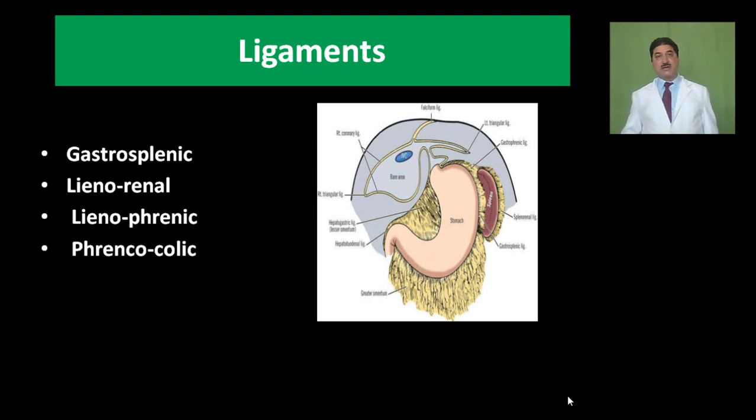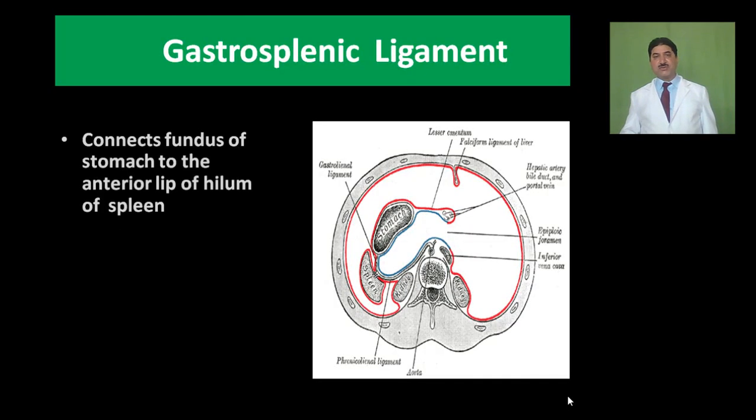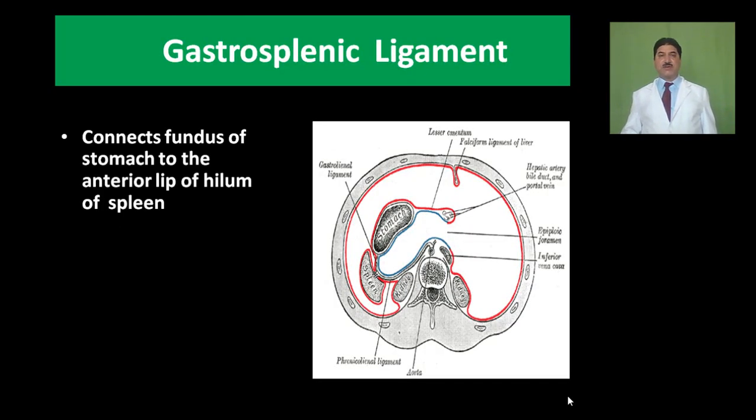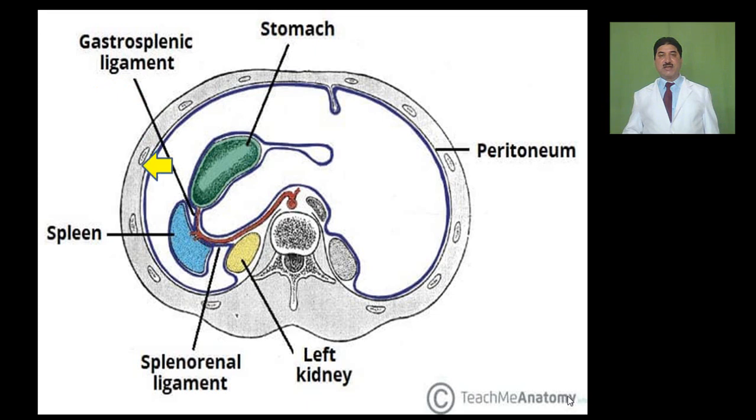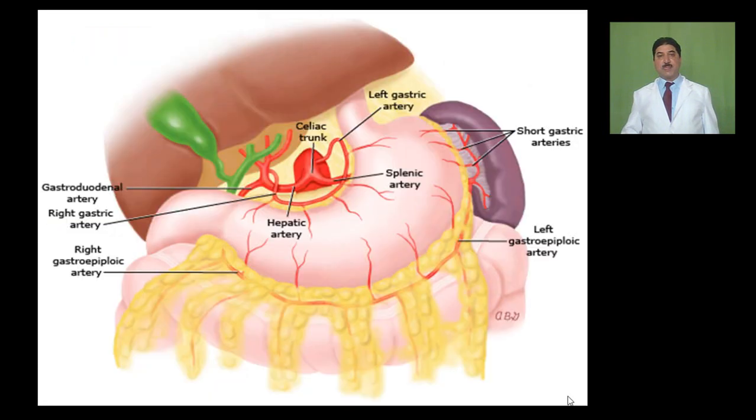The spleen is connected with the surrounding structures by the gastrosplenic, splenorenal, splenophrenic, and phrenicocolic ligaments. As shown in this transverse section of the abdominal cavity, the gastrosplenic ligament connects the stomach to the anterior lip of the hilum of the spleen. It contains short gastric arteries, veins, lymphatics, and nerves, as shown in this diagram. So, the gastrosplenic ligament lies between the stomach and the anterior lip of the hilum of the spleen.